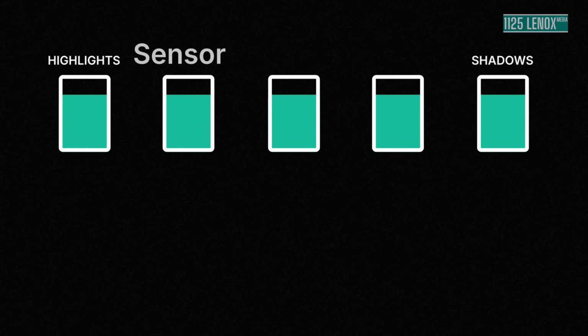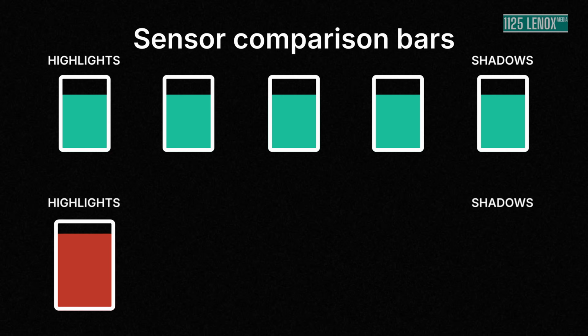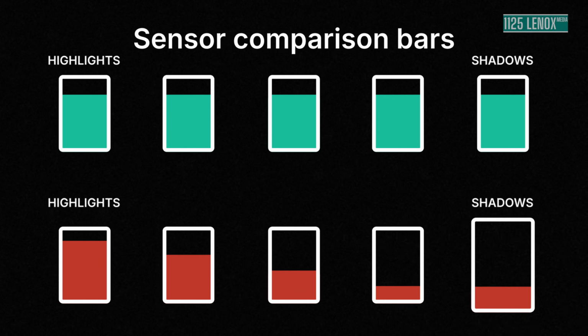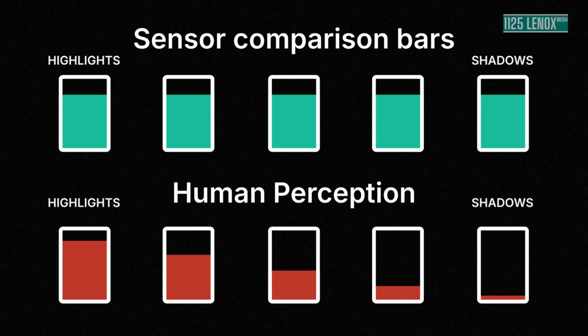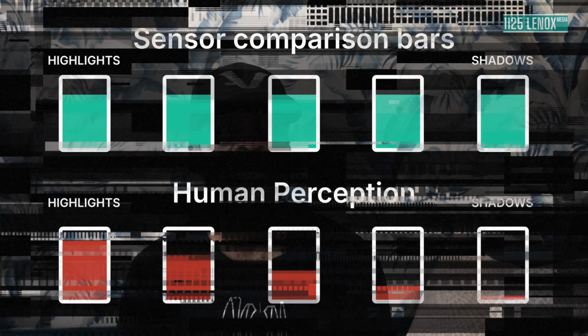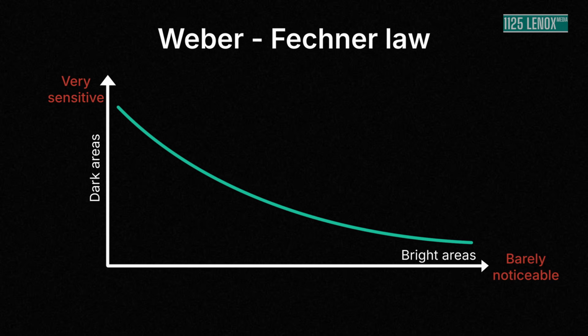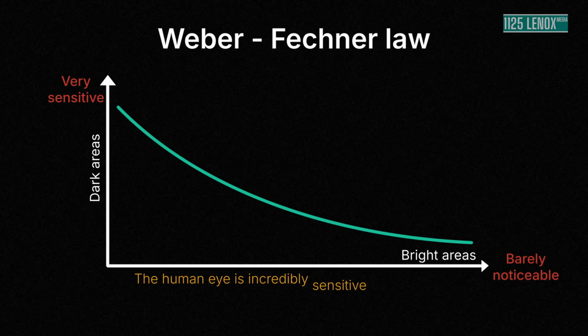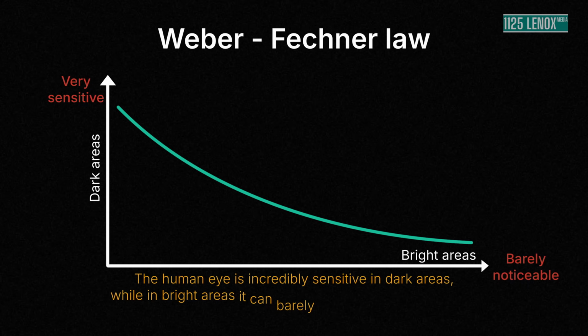But here's the problem. The way the sensor measures light and the way the human eye perceives light are completely different. Sensors count photons. Our eyes perceive contrast. And the human eye follows what's called the Weber-Fechner law. We, as human beings, are vastly more sensitive to changes in dark areas than bright ones.